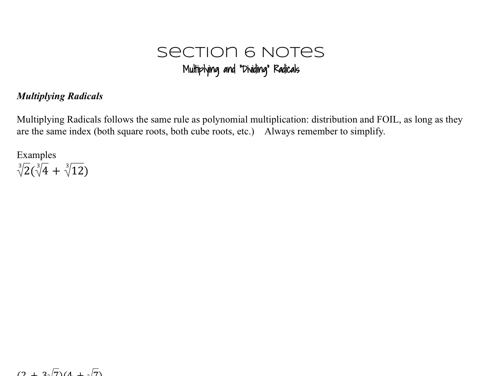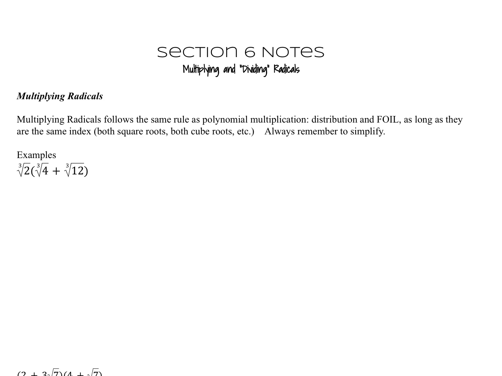So we're going to start with multiplying radicals, and when you are multiplying radicals, you follow the same rules as you would if you're multiplying polynomials. So you use the distributive property and FOIL. And as long as the radicals are the same index, which means both square roots or both cube roots and so on, you can multiply them. And then once you multiply, you do want to check to see if the new radicals you have can simplify in any way.